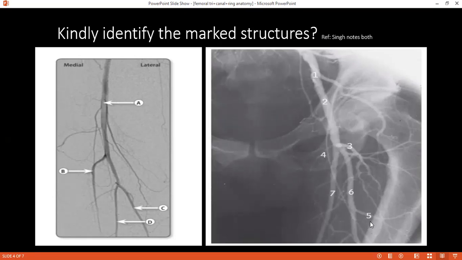And 5? I don't know, ma'am. Which other branch? Dr. Nida, can you add? Anyone else? What is 5? Actually 6 is profunda and 5 is the perforators, the first perforator. And 3 is the lateral circumflex iliac. And 7 is the superficial femoral artery going into the Hunter's canal.